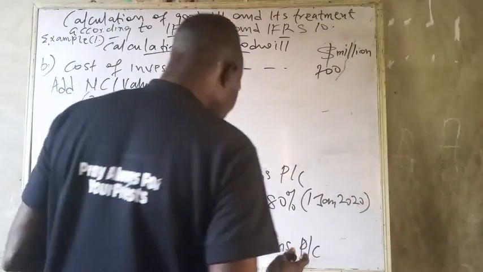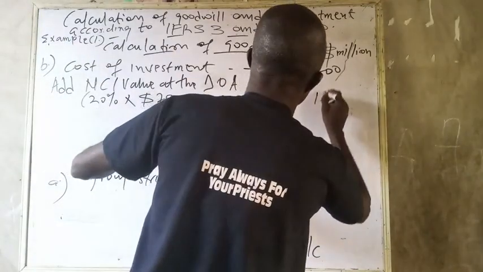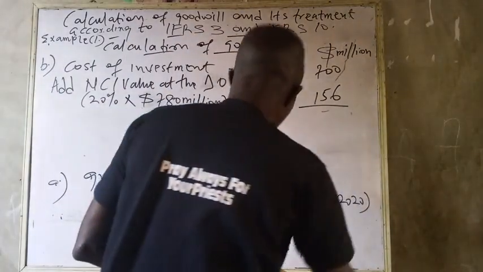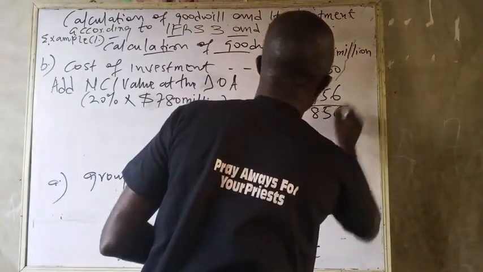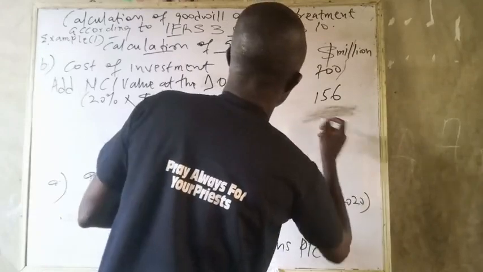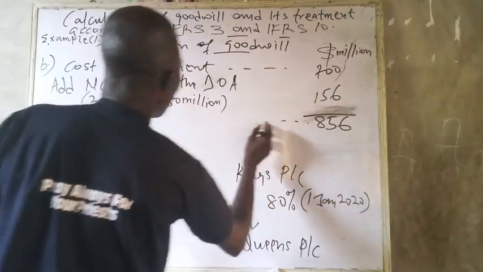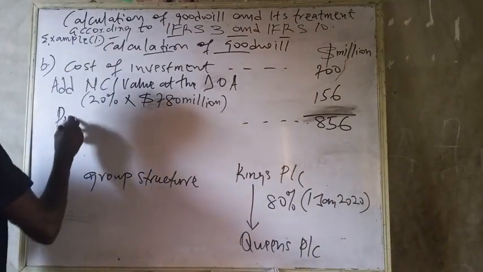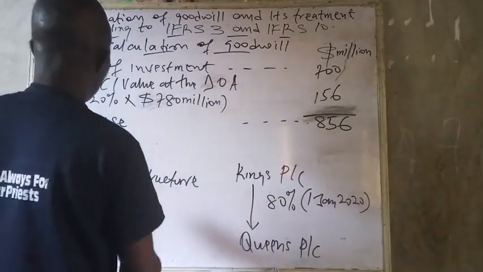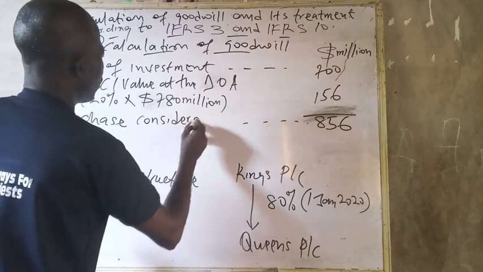Okay. 80% of 780 is $156 million. If you add it, it gives $856 million. So this is our $856 million, and this is our purchase consideration. How much is being used to purchase or to acquire the subsidiary identifiable net asset? Purchase consideration.